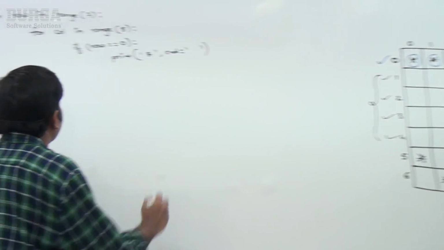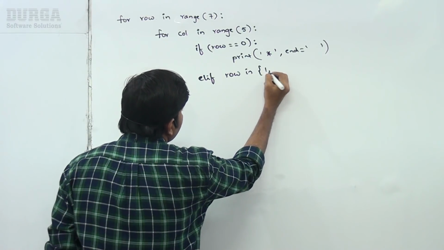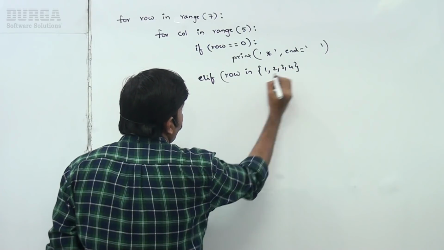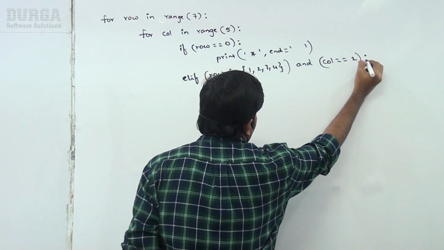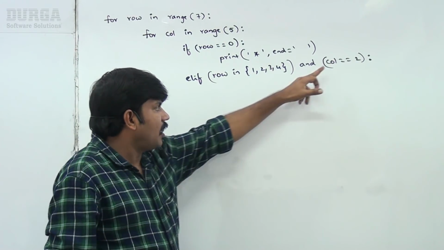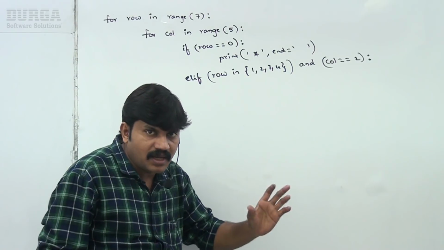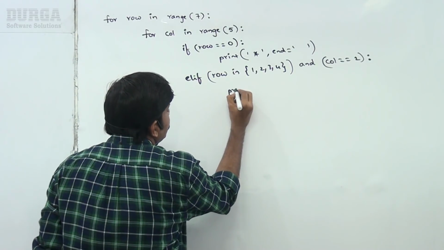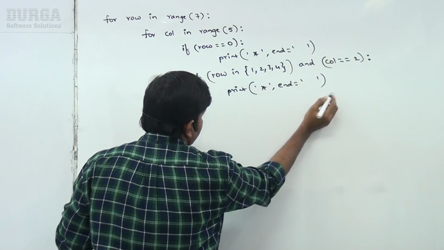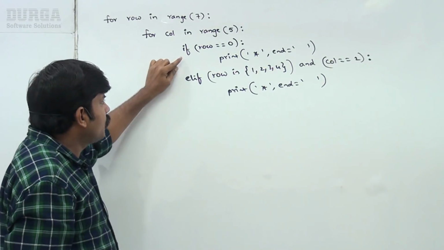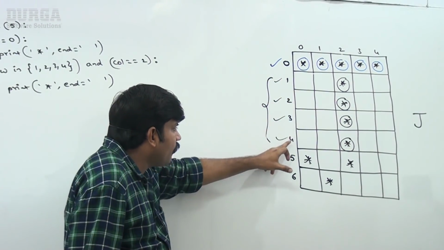I have to take the star. Now I'm taking elif row in 1, 2, 3, 4, and the col is equal to 2. So row number 1 col 2, row number 2 col 2, row number 3 col 2, row number 4 col 2. Now I want a star in these positions. Print star symbol, end is equal to empty, like we can take. That's all. So if, elif. Now row 0 is completed, and 1, 2, 3, 4 completed.